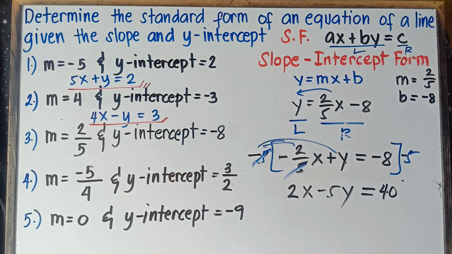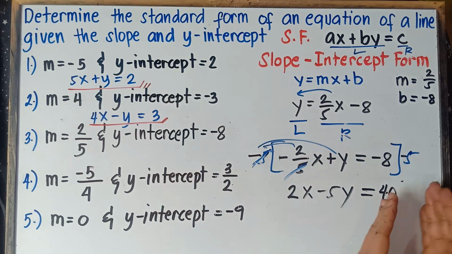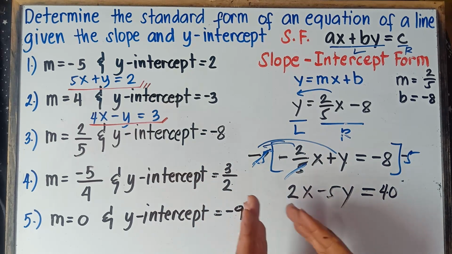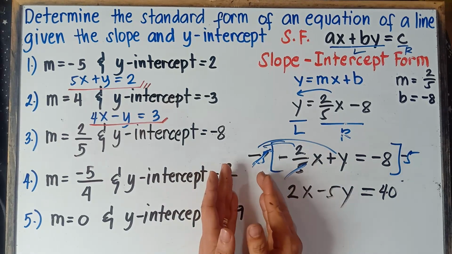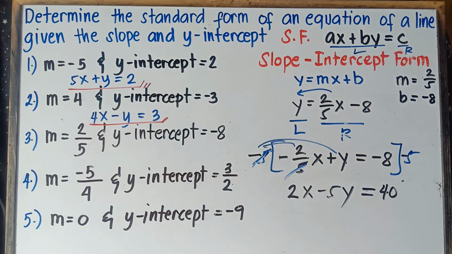That's it, class. That's the answer with regards to example number 3. Quite complicated, right? Once again, class, if you multiply negative 5 on the left side, you also do that on the right side to make the equation balance. That would be the same number, class. So negative 5 and then negative 5. Multiply left and right.